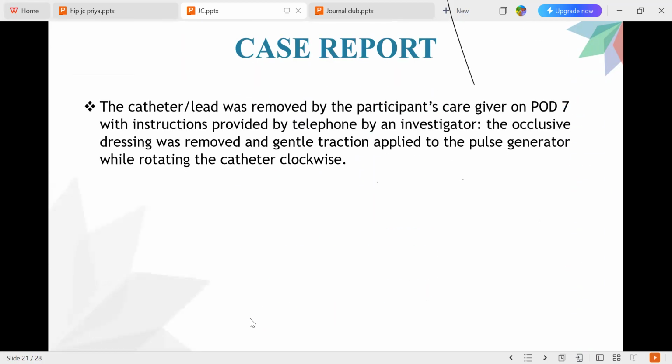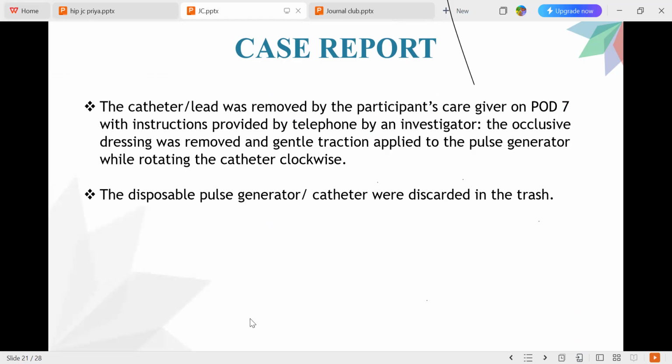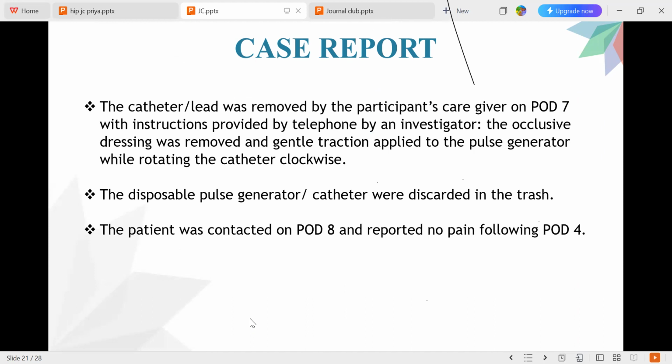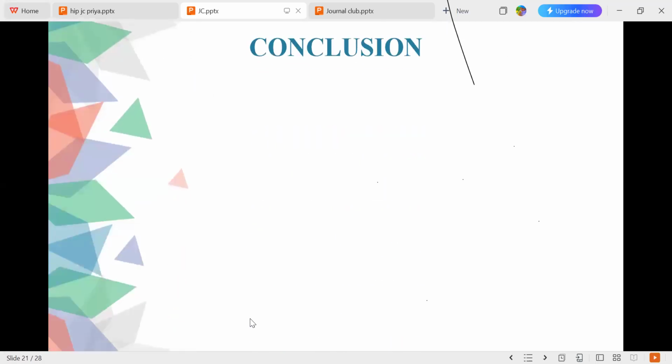So on POD7, the catheter was removed by the patient's caregiver at home itself, and a gentle dressing was applied, and the pulse generator and catheter were discarded. On POD8, when the patient was again asked regarding her pain, she reported no pain following POD4, and there were no opioid requirements following the surgery.